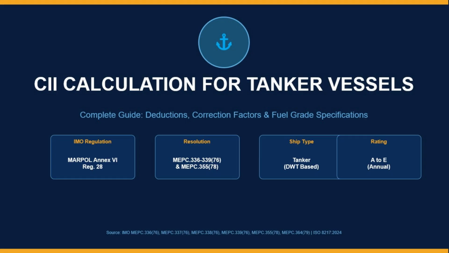In this lecture, we will study the complete CII calculation procedure based on IMO MARPOL Annex 6 Regulation 28 and the latest MEPC resolutions. We will understand Attained CII formula, Required CII, all deductions and correction factors, tanker-specific adjustments, fuel carbon conversion factors, rating boundaries, and finally, a complete worked example. The objective is to understand not only the formula, but also the logic behind each calculation step.